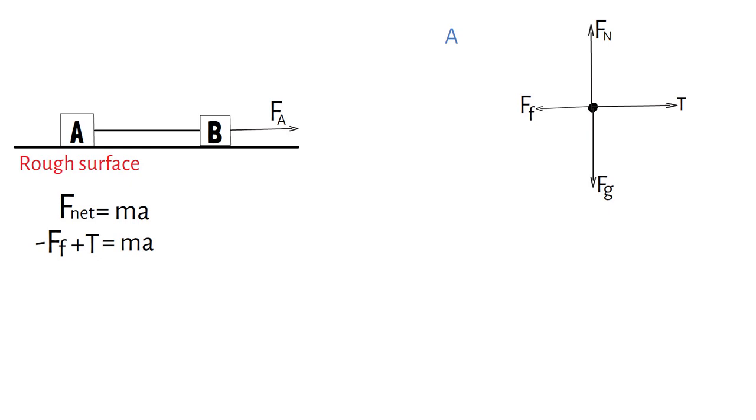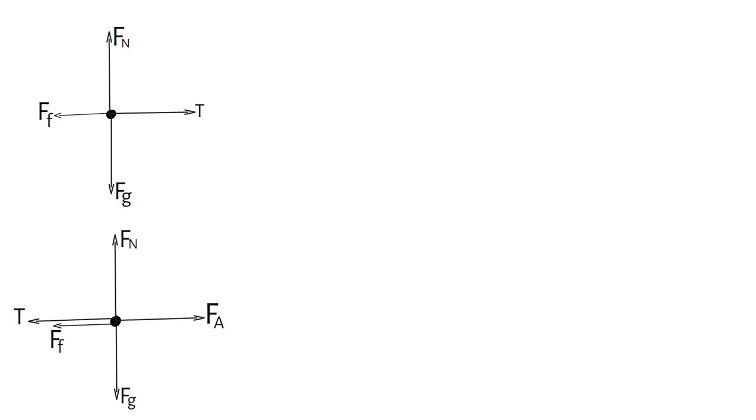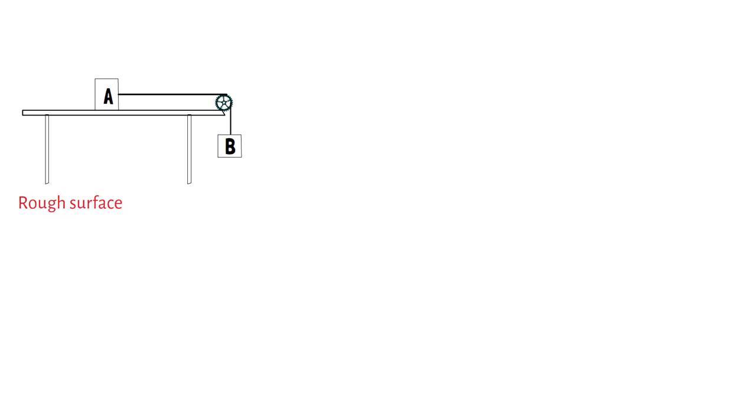Object B, we also know its free body diagram, let us do it. Make sure you do not forget the frictional force for object B, and you see that tension goes to the left and the frictional force goes to the left. So what will F net equals ma for object B be? F net equals ma: we have negative FF, negative T, plus FA, consider direction, do not forget, equals ma. So it goes like that.